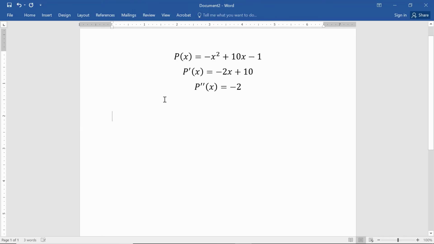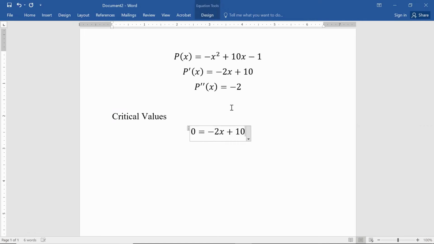In this case, the first derivative is negative 2x plus 10. The second derivative is negative 2. In order to find critical values, we set the first derivative to 0. Remember, critical values must happen when the first derivative is 0 or does not exist. In this case, the only option is when the first derivative is 0. So I get a critical value of x equals 5. There's only one of them.